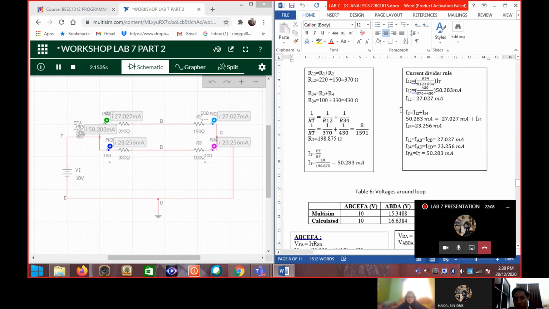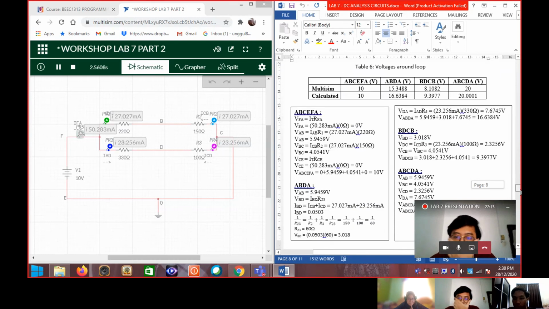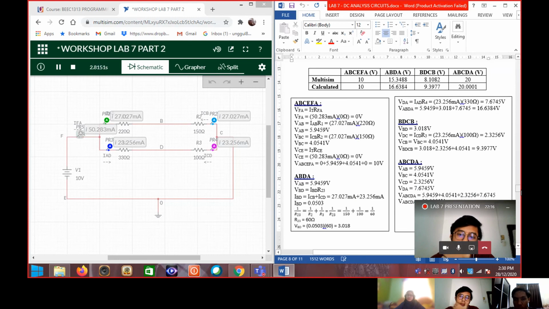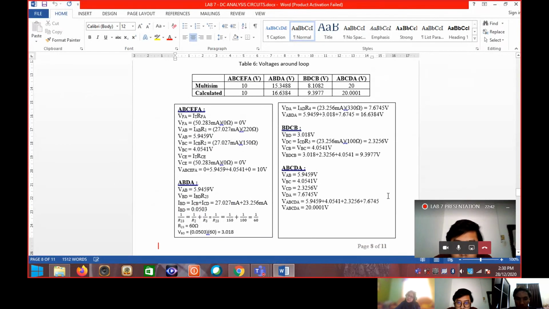These are the calculations. We also need to get the voltage difference in certain loops, which are loop ABCEFA, loop ABDA, loop BDCB, and loop ABCDA. If we calculate the voltage difference using Kirchhoff voltage law, we will get the value here.